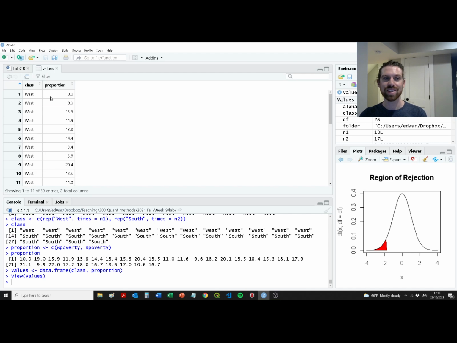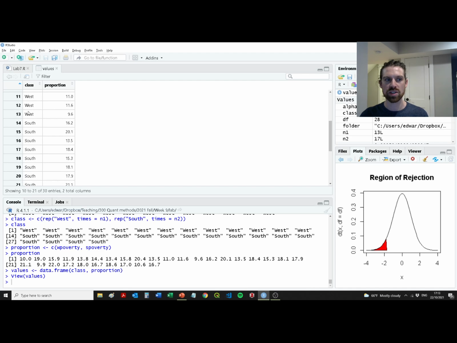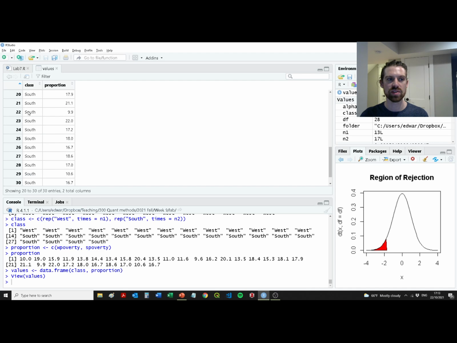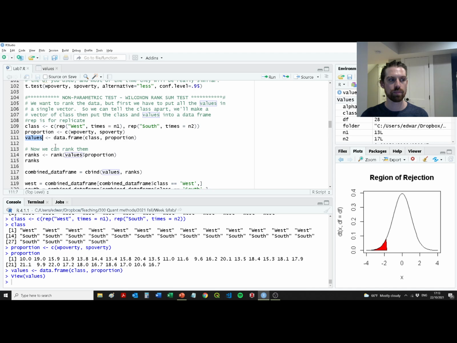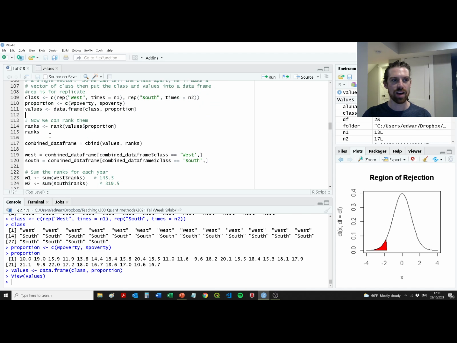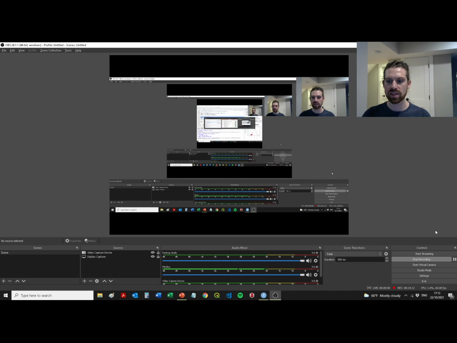Okay, so if what I did was confusing to you there, you can break it down: the first line produces this class vector, and it just repeats those west and south statements the number of sample times that are required, and then the second we just produce the proportions. And then finally, we stick them together into a data frame, so that we're able to access them. And then essentially, we're able to actually rank these, so we can produce the rankings.